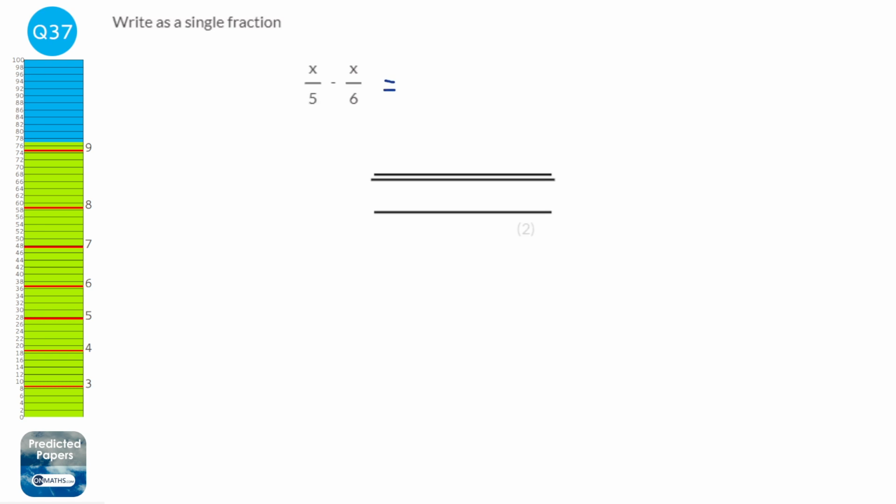So times the top and bottom of the first one by 6, you get 6x over 30. Times the top and bottom of the second one by 5, you get 5x also over 30. And when you've got a common denominator, you just subtract the tops, so it will be x over 30.